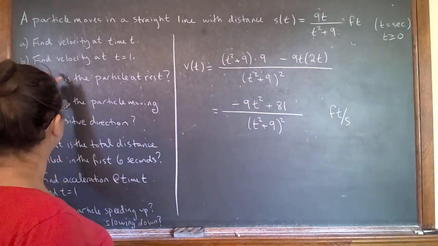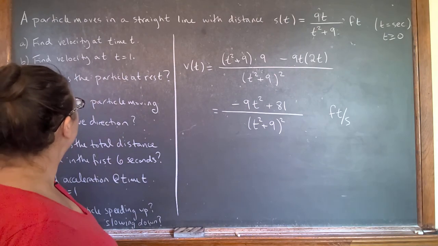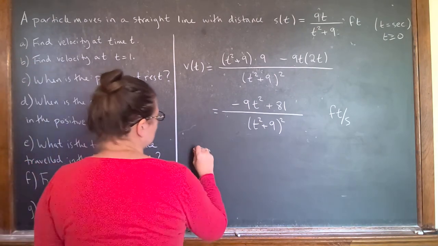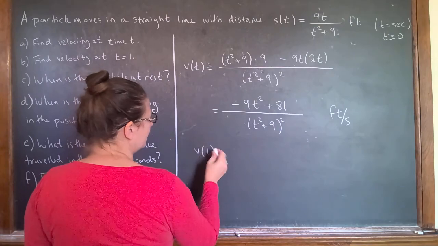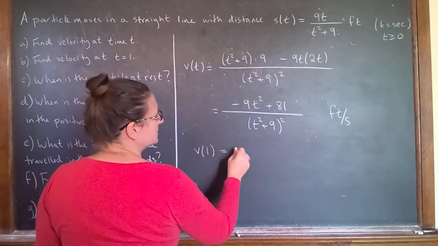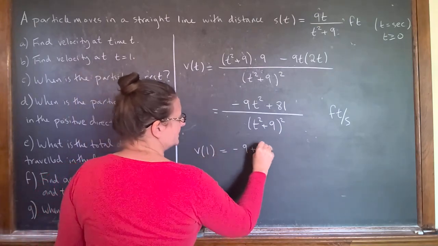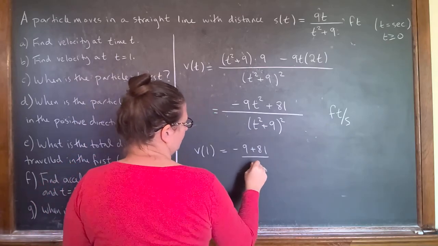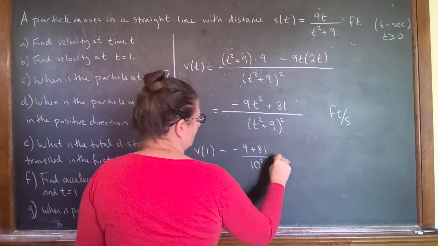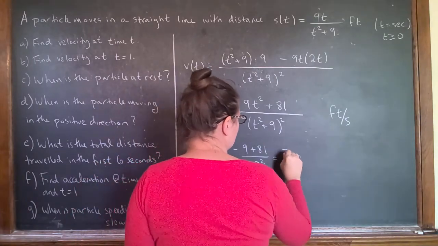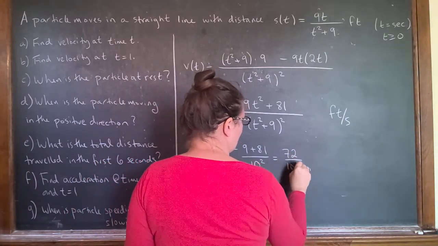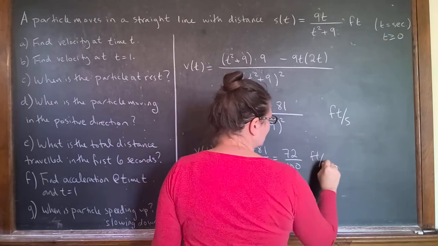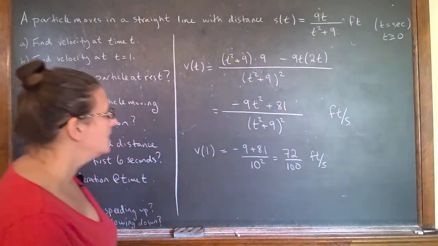So they also wanted the velocity at t equals 1. So for part B I'm going to stick in 1 for t. So I get minus 9 plus 81 over 10 squared. So what is this? 72 over 100. Okay, so that's the answer to part B.